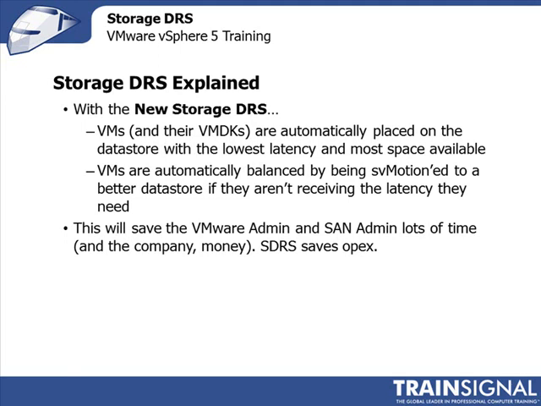With the new Storage DRS or SDRS, virtual machines and their VMDKs are automatically placed on a data store with the lowest latency and the most space available. And then those virtual machines are automatically balanced by being storage vMotioned to a better data store if they aren't receiving the latency that they need, or if that data store is running out of storage. So that virtual machine can be automatically balanced or moved to a better data store without any downtime to the end users. So this is really cool.